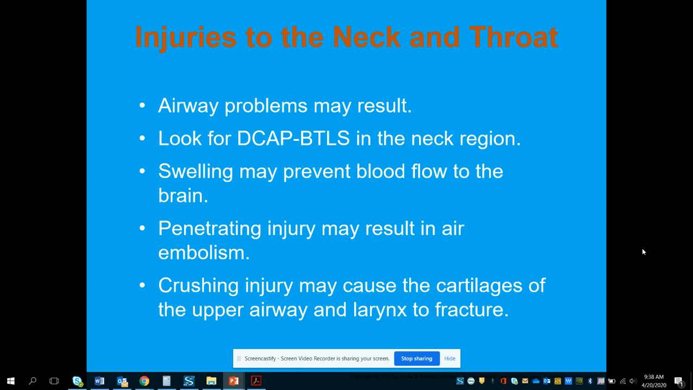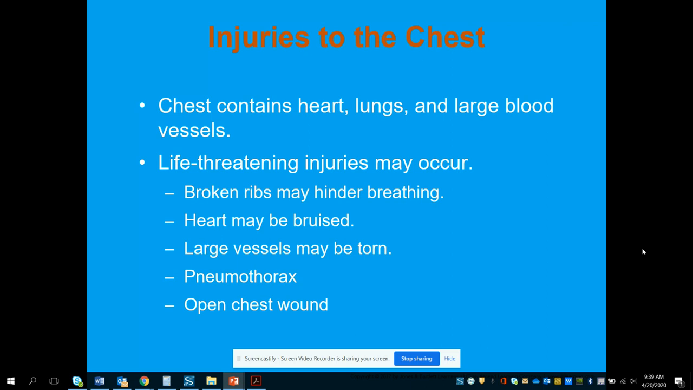So looking for DCAP-BTLS. There might be swelling that can prevent blood flow to the brain. There might be a penetrating injury that can result in air coming in and creating an air embolism. Could be a crushing injury that has caused damage to the cartilage of the upper airway, like the trachea has been crushed, which would obviously be very detrimental.